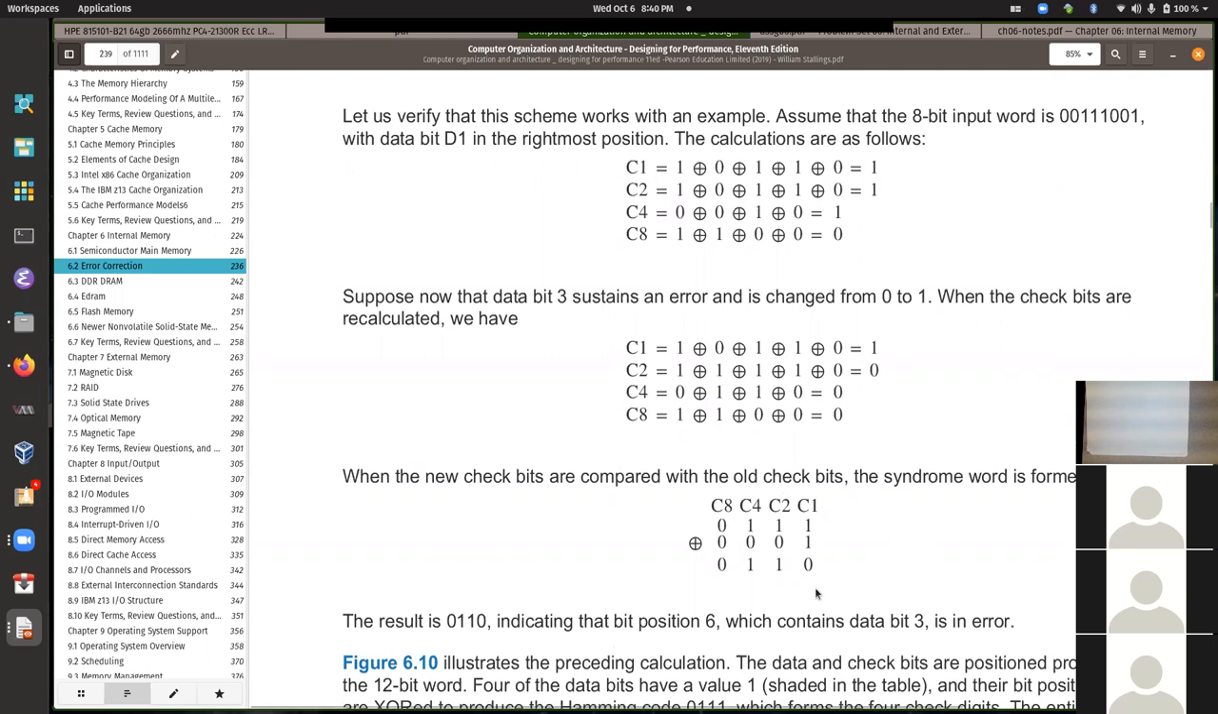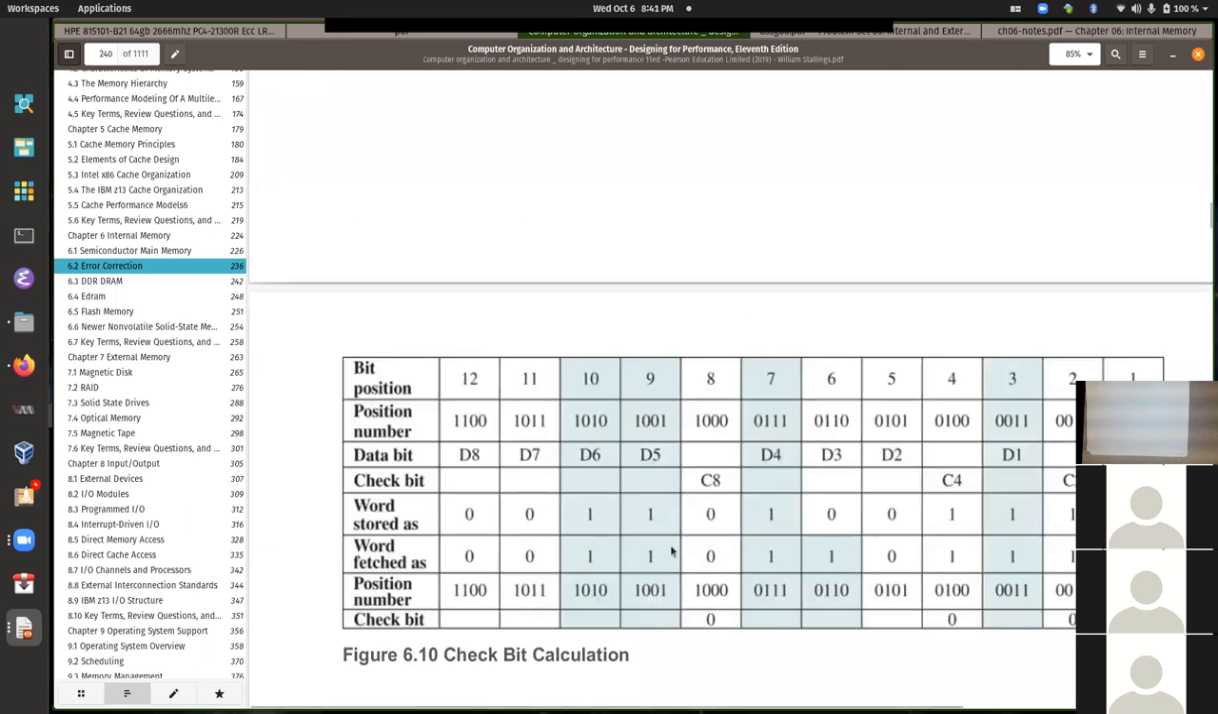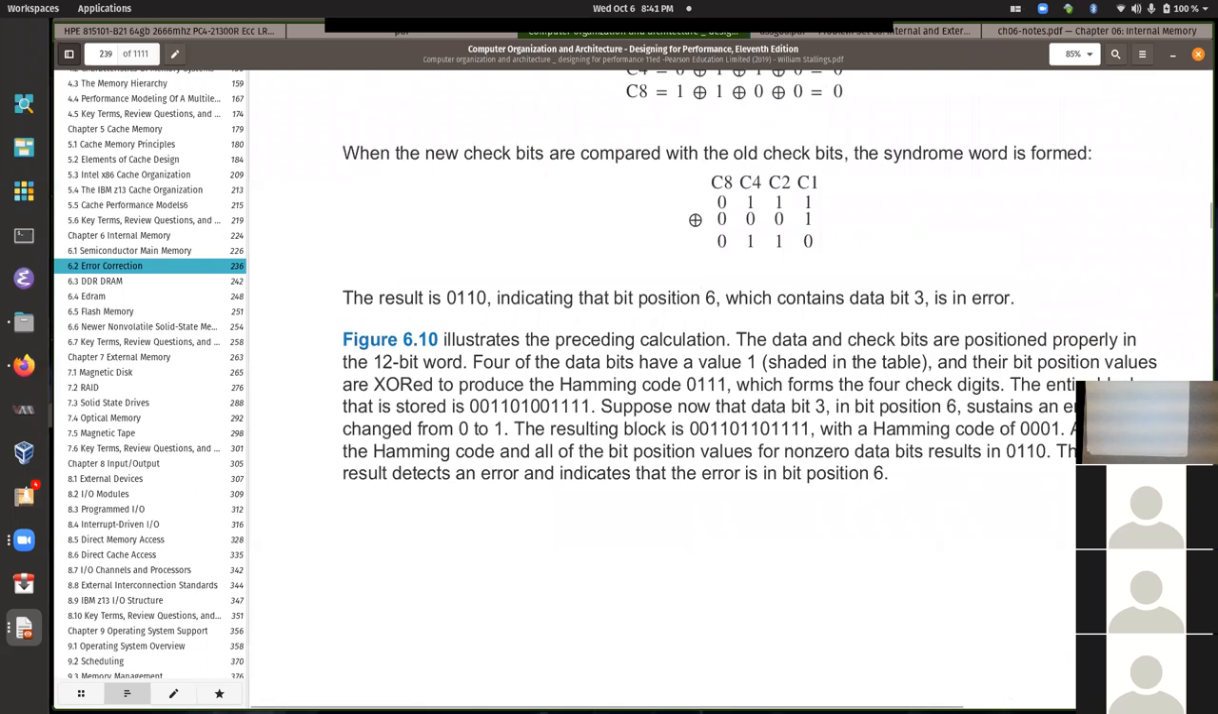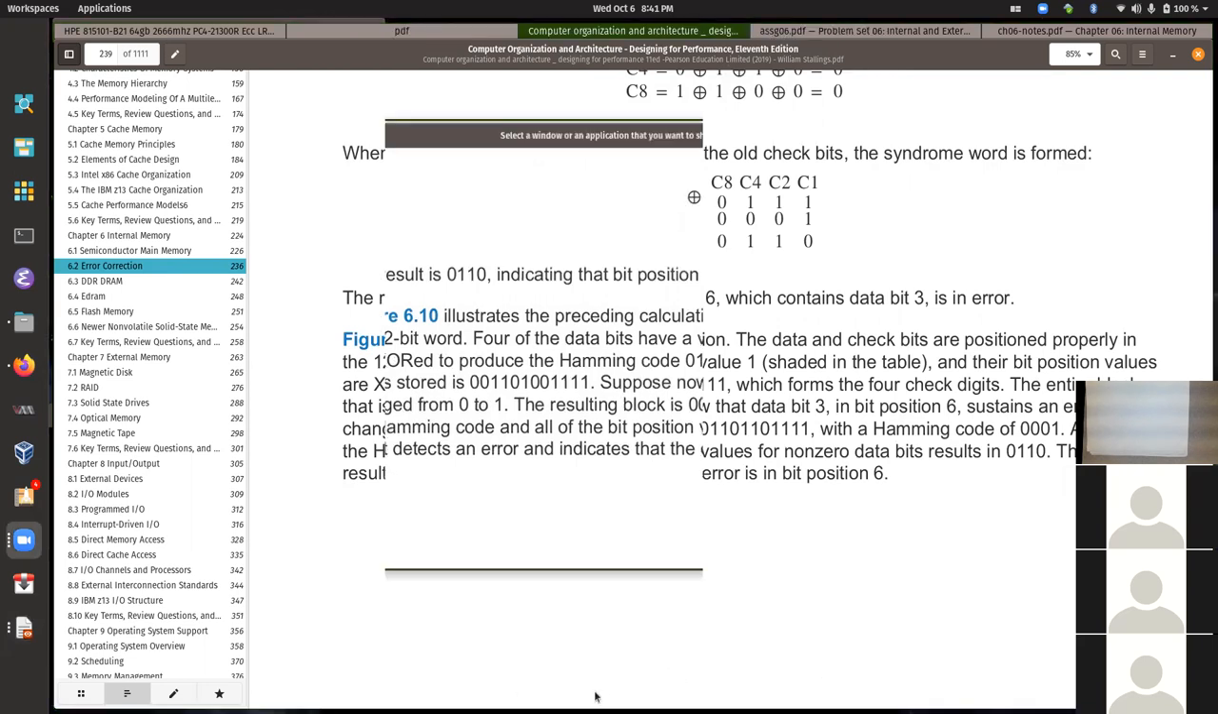So that's how these basically work. Let me make up a couple of other examples. So let's say that, let's give an example of an error occurring on one of the check bits instead, right? So let me switch over here.